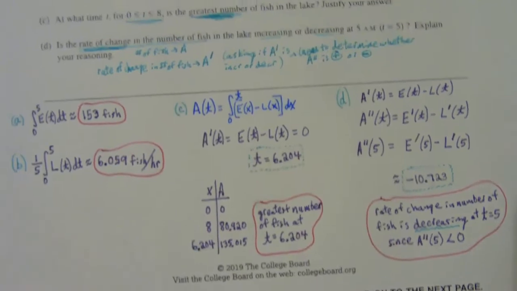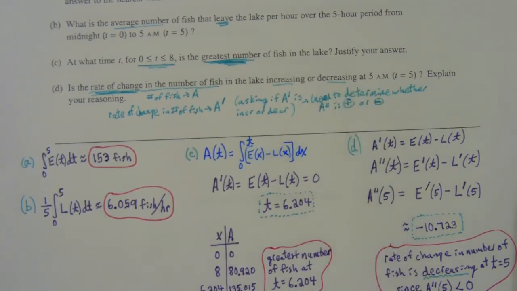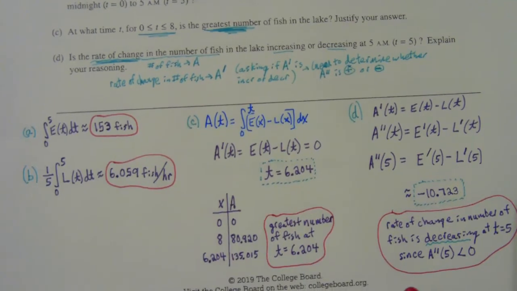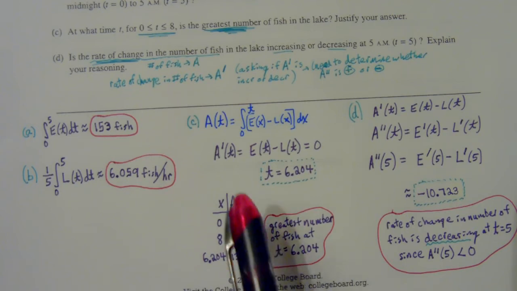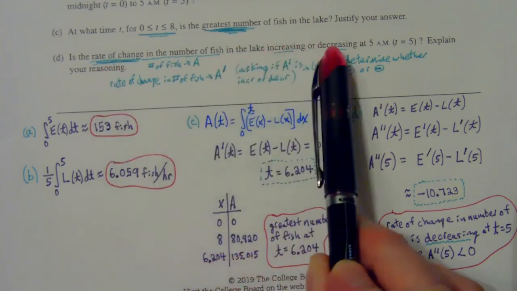Now letter D. Usually when you think increasing, decreasing, I can see some of us thinking, oh, we've got to take this first derivative and figure out whether that's positive or negative. But you've got to be careful right there. It doesn't say is the number of fish increasing or decreasing, to figure out where the derivatives are 0. What it means is it says where is the rate of change in the number of fish increasing or decreasing.